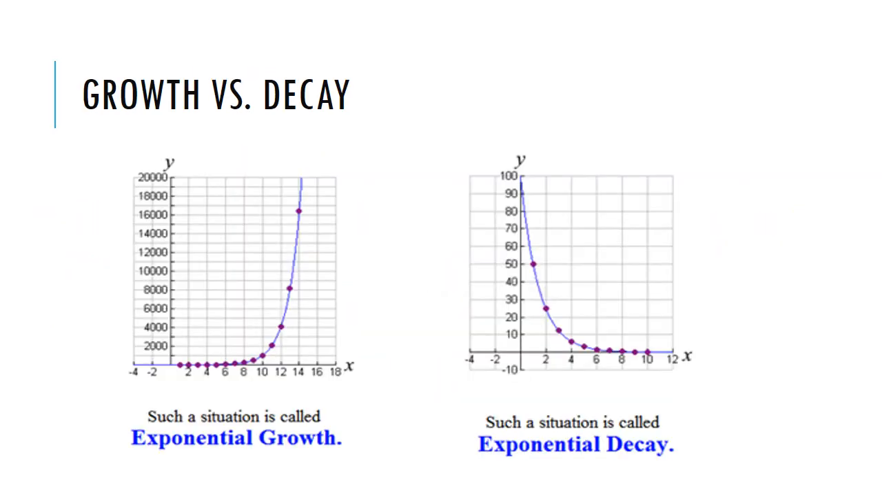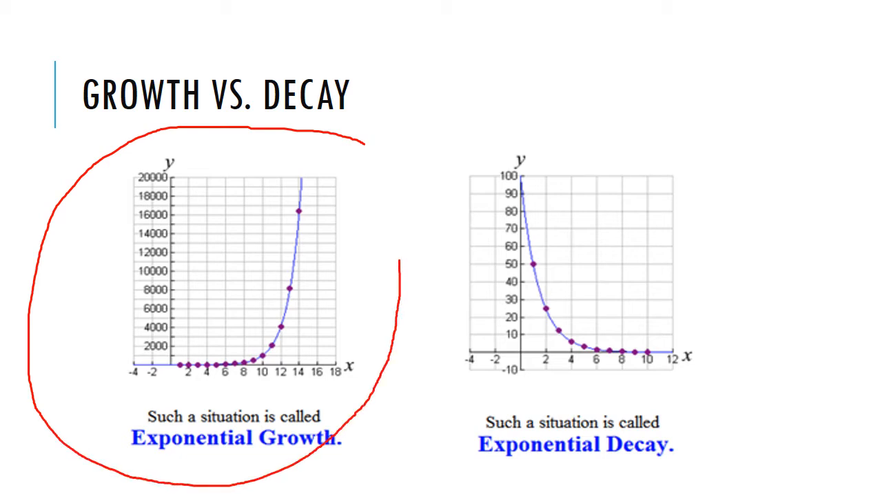This is what a growth function and a decay function look like. The first graph here is an exponential growth, and this is what the exponential growth looks like. And this is an example of an exponential decay.